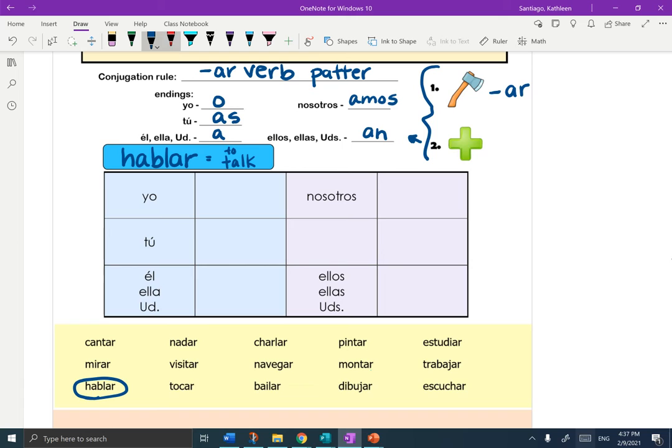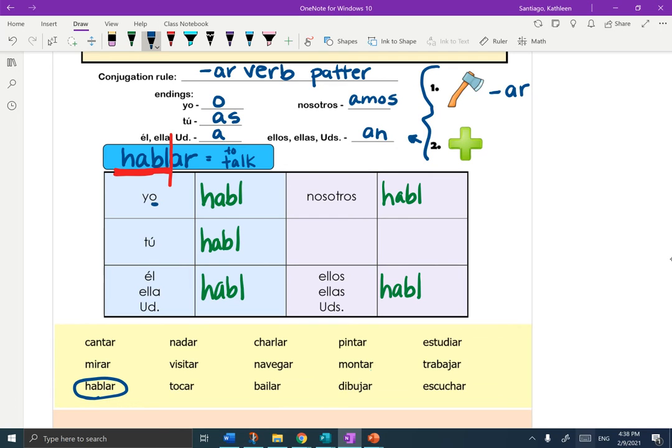So step 1, chop off the AR. So I'm just going to put a slice right down and identify the stem. Here it is. So I have the stem. Now let's write the stem everywhere. Okay, so write the stem everywhere. So HABL, abl, abl, abl, abl, and abl. Now I'm going to go back in and add in those endings that we already talked about.